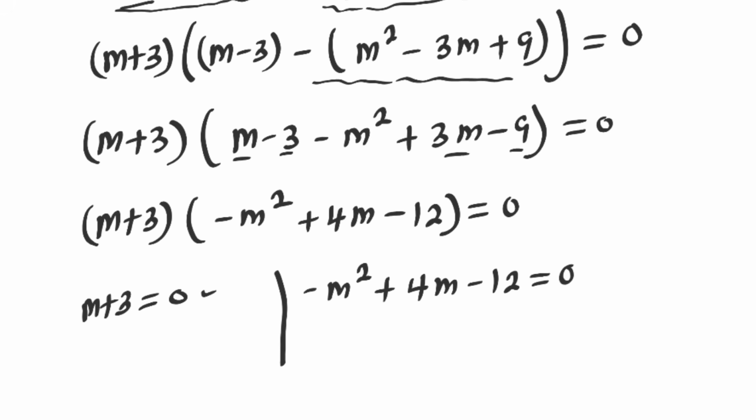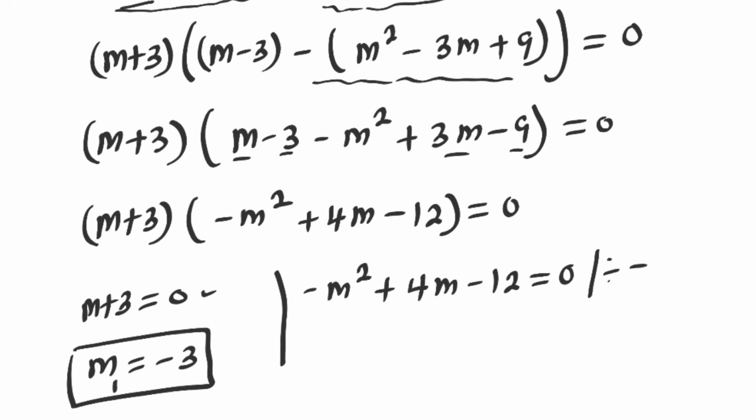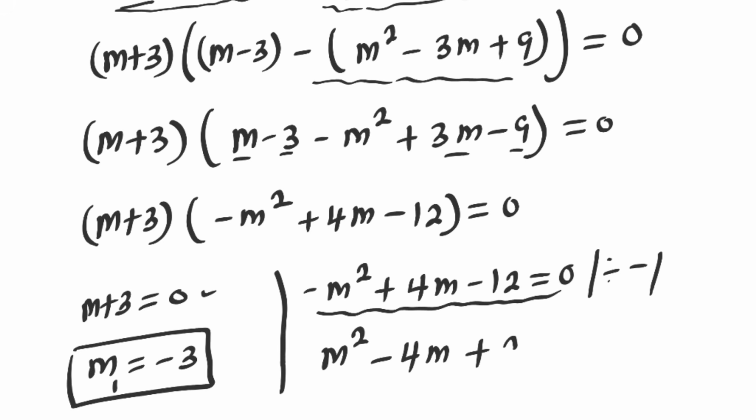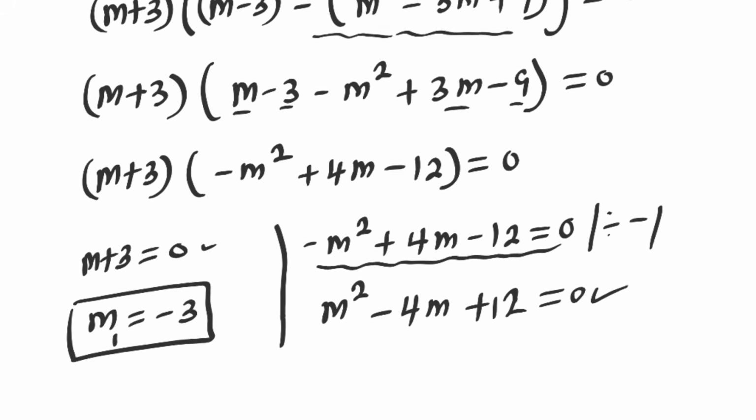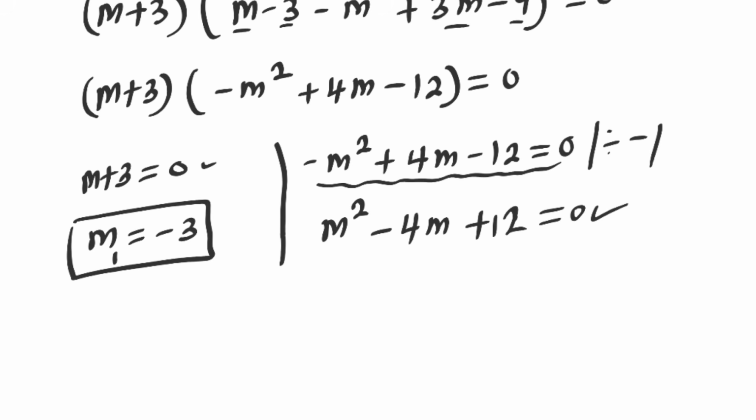From here, m is equal to minus 3. This is the first value of m. Let us call this m1. Then from here, we need to divide the whole of this equation by minus 1. If you divide this by minus 1, the whole of this equation becomes m square minus 4m plus 12 is equal to 0. This is a quadratic equation which can be solved using quadratic general formula.